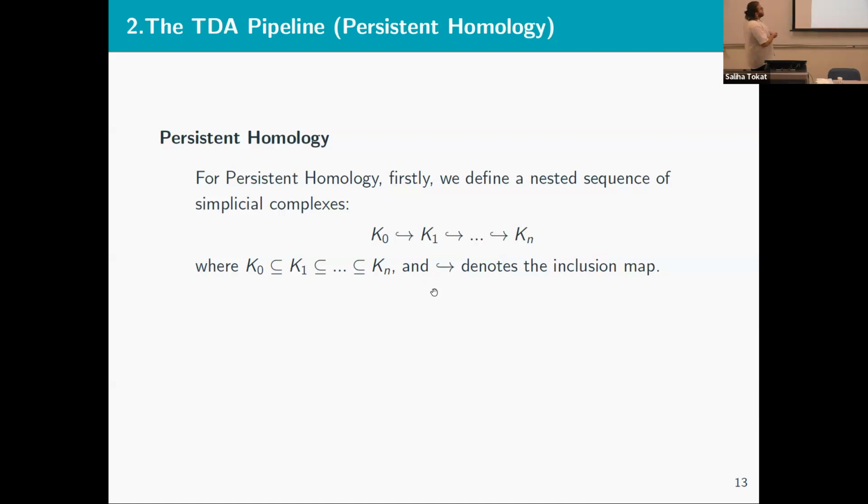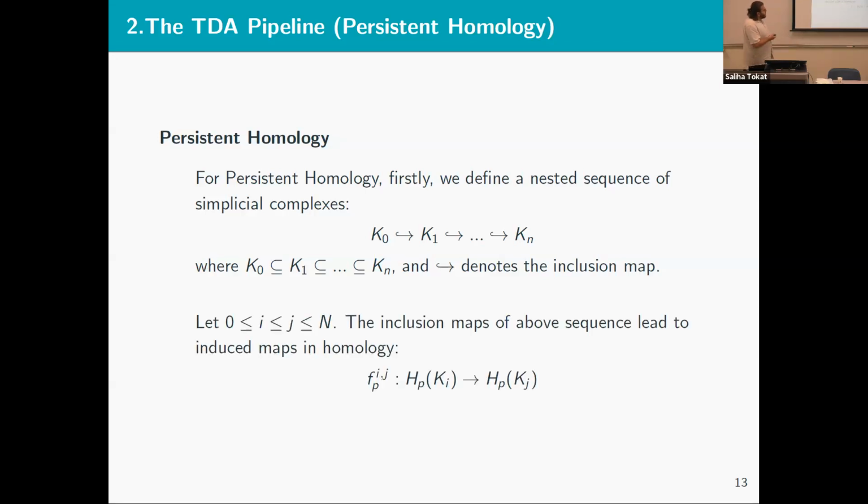And we do this with a powerful technique, which is called persistent homology. To implement persistent homology, first we should define a nested sequence of simplicial complexes by using inclusion maps. And as you can see, it fits the idea of increasing R. The inclusion maps in the above sequence lead to induced maps in homology. And we will use this map, f sub p over i j, which is defined from H_p(K_i) to H_p(K_j).